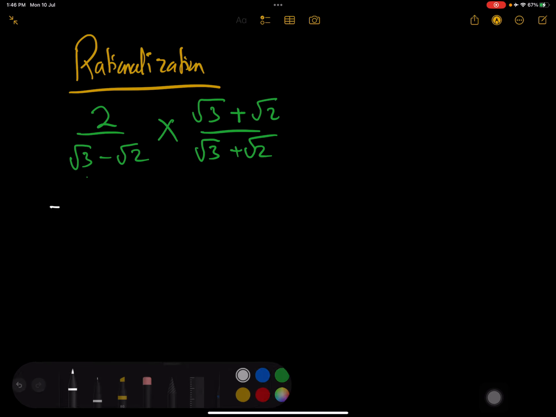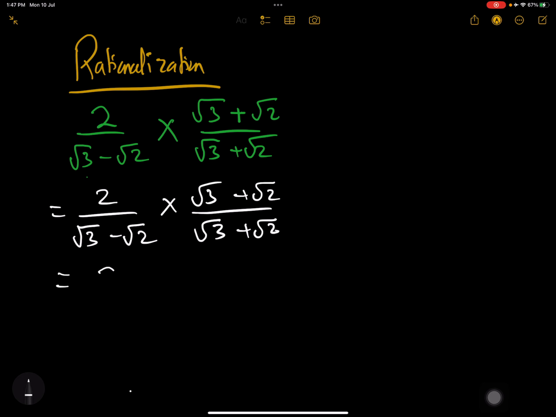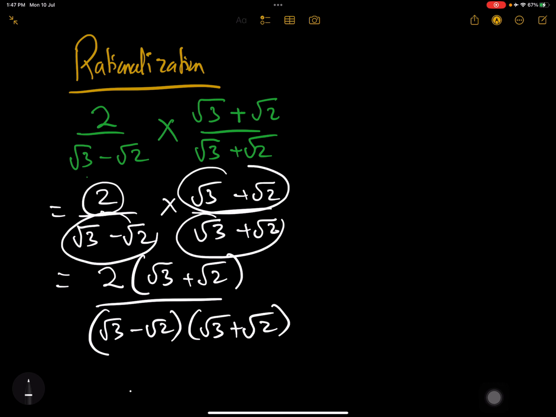And when we do that, we're going to have 2 divided by square root of 3 minus square root of 2, times square root of 3 plus square root of 2 divided by square root of 3 plus square root of 2. We're going to multiply the top first. The top is going to be 2 multiplying the square root of 3 plus the square root of 2, divided by the square root of 3 minus the square root of 2 together with the square root of 3 plus the square root of 2 together. Remember, we're just multiplying the numerators, 2 by all of this, and then this whole thing by all of that. That's what we are just doing.